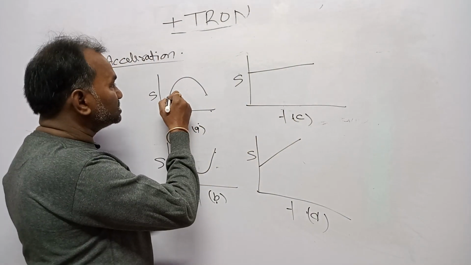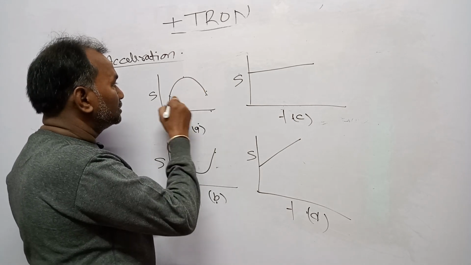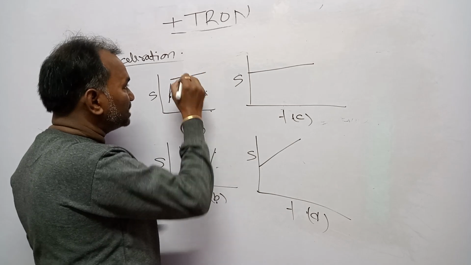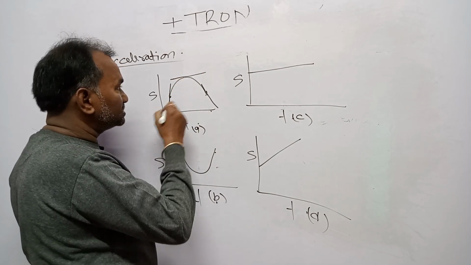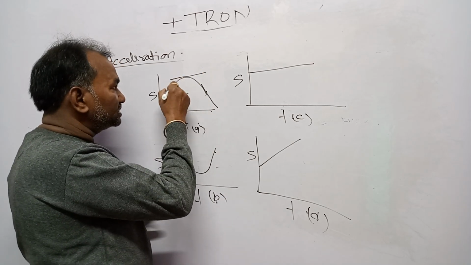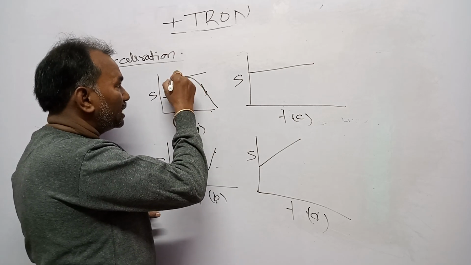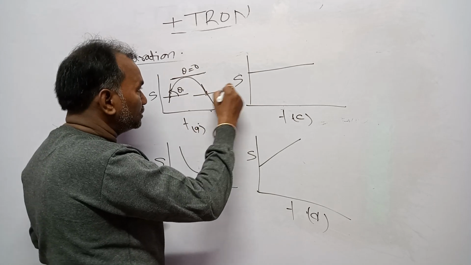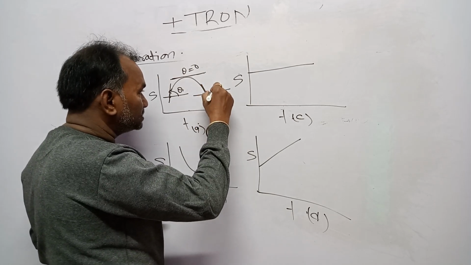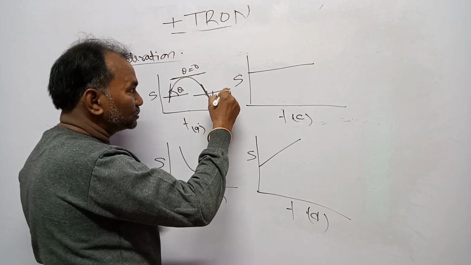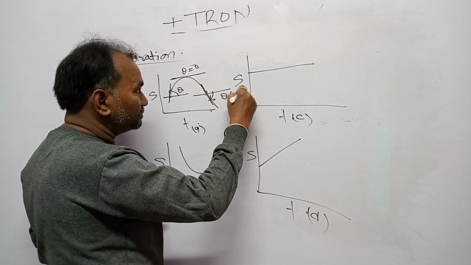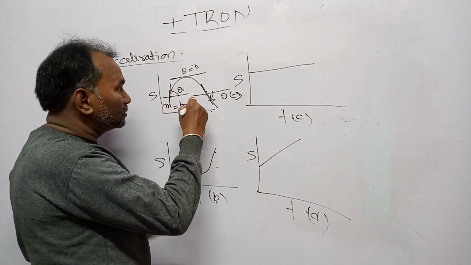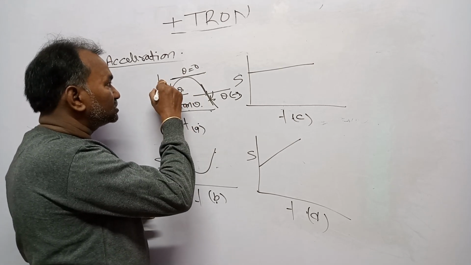So look here, I am considering three points. At this point the tangent is like this, at this point the tangent is like this. Here ds upon dt is anti-clockwise, theta is positive, and here the tangent is parallel to the x-axis, so theta is equal to 0. And here it is clockwise, so theta will be negative. So m is equal to tan theta, and here the velocity is positive.